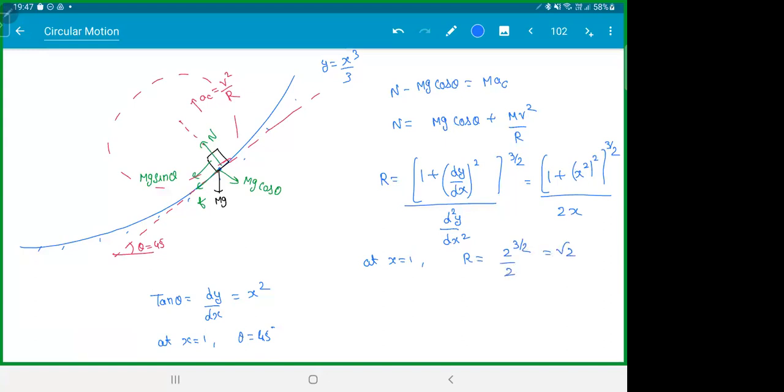There you got the r value, m value, theta value. Friction is what? Since it is slipping, it is maximum, mu into N. That's your answer. So the main catch is N is not mg cos theta. It is mg cos theta plus mv square by r, but that r will come from radius of curvature. Once you got N, friction is mu into N.